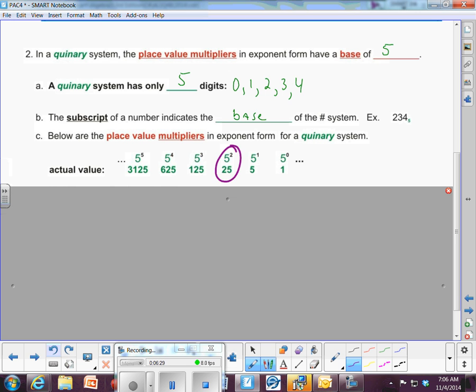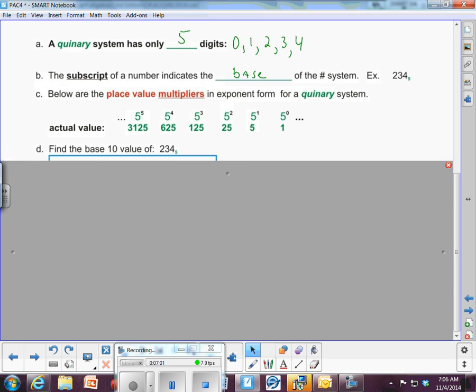5 squared is next, which is 25. 5 cubed, 5 times 5 is 25, times 5 is 125. 5 to the fourth would be 125 times 5, that's 625. 5 to the fifth is 625 times 5, or 3,125, etc. Depending upon how big the number is, you may need more. We're not going to do numbers that big. Okay, this is the key to the whole system, understanding the base.